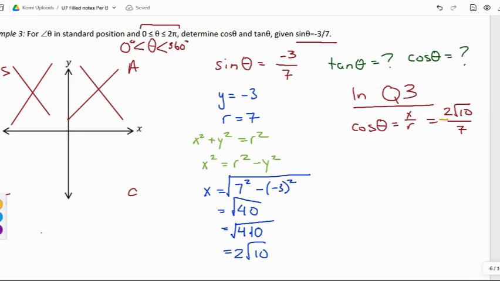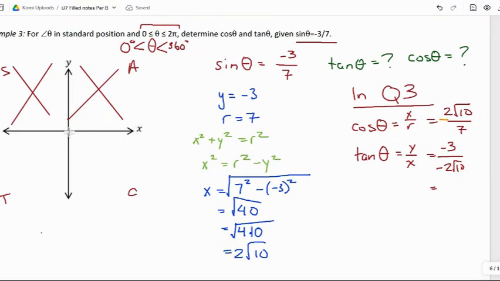Okay, how about tangent in quadrant 3? Is it positive or negative? It's positive, right? Tan is positive in quadrant 3. So tan is y over x. What's my y? My y is, I'm just going to write 3. All right, sure, I'll write negative 3. What's my x? My x is negative 2 root 10. And they cancel out.